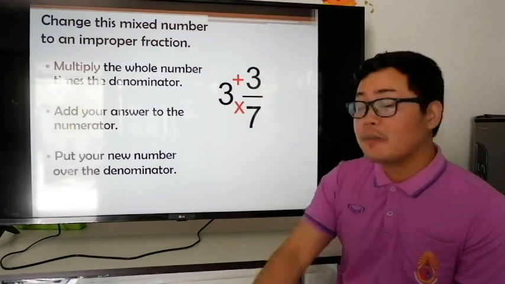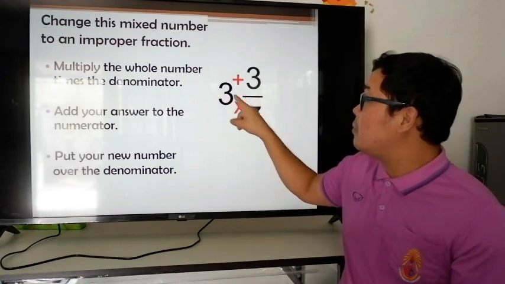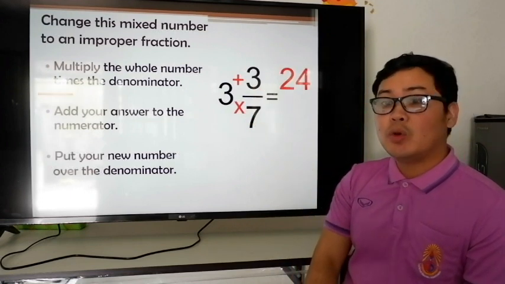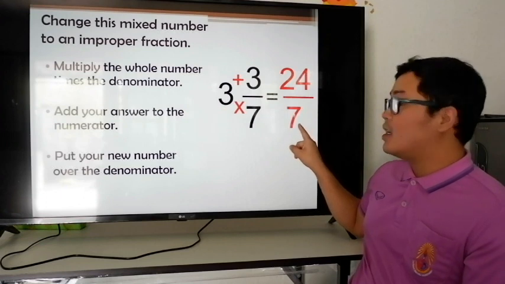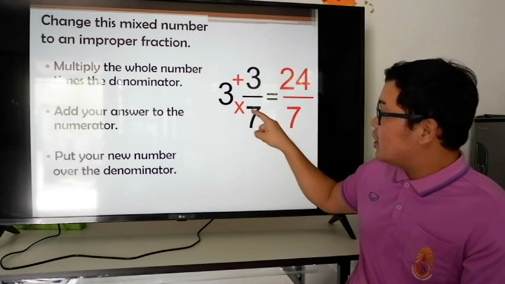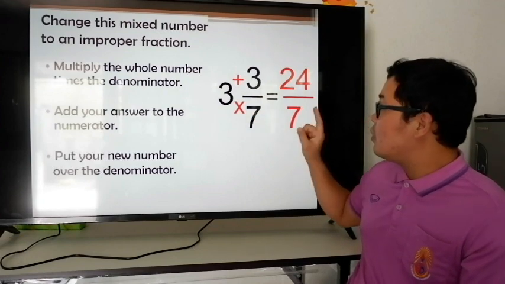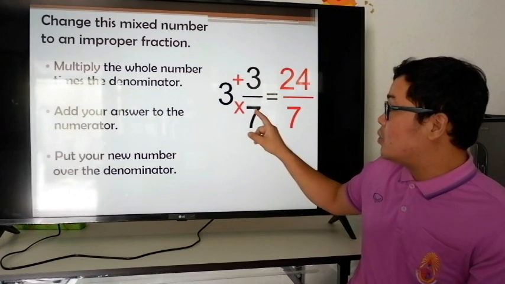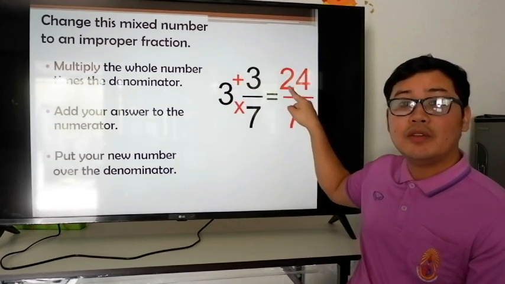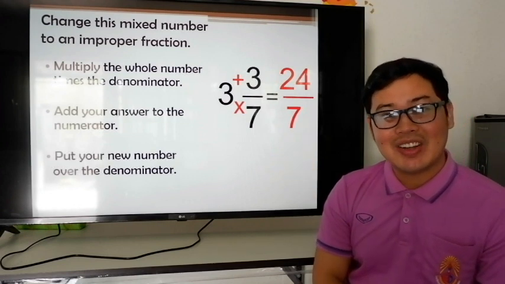So meaning, class, we have 7 times 3 equals 21. 21 plus 3 is equal to 24 over 7. We just copy only the 7, the denominator. So we have 7 times 3 plus 3 is equal to 24 over 7. Okay, so let's have another example.